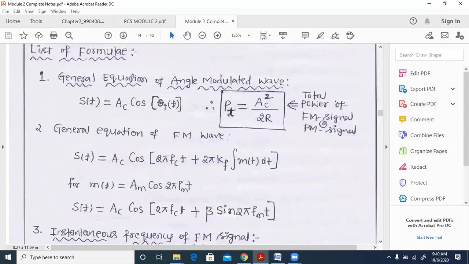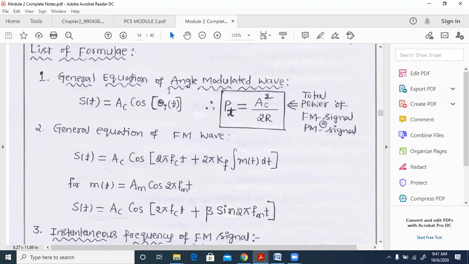Theta i(t) will differ depending upon whether it's an AM wave or it's an FM wave or a PM wave. Okay, whether it is frequency modulation or the phase modulation, it will differ. The total power of both the FM signal as well as the PM signal is written as Ac squared by 2R. Okay, this is the modulated signal power, Ac squared by 2R.